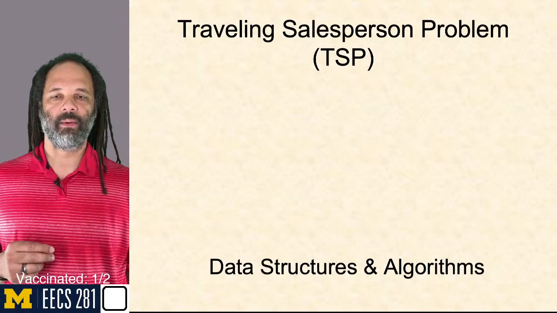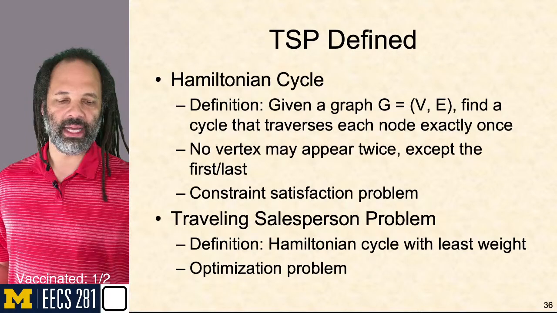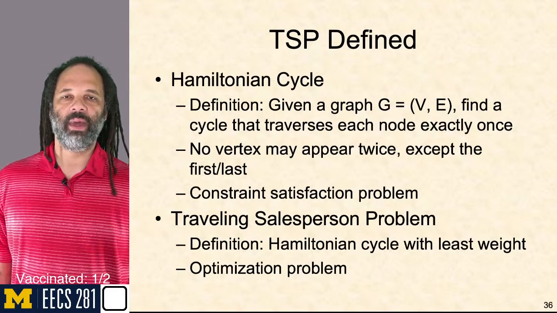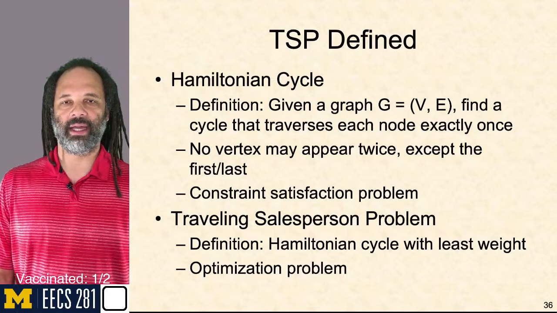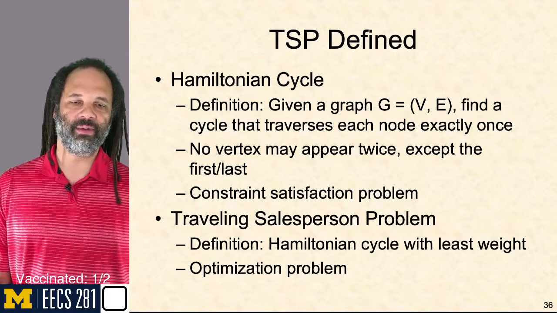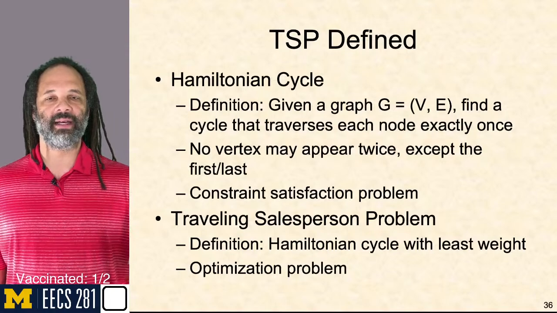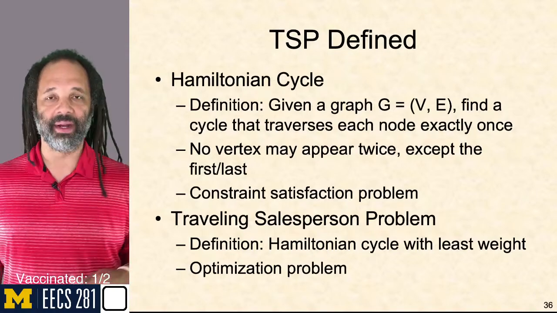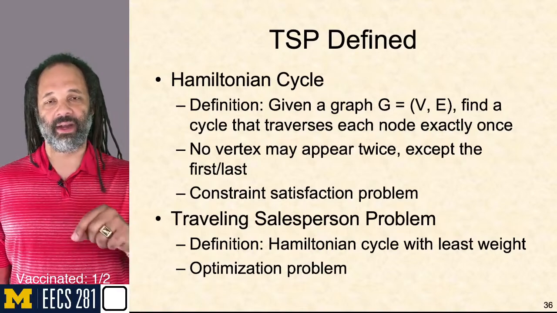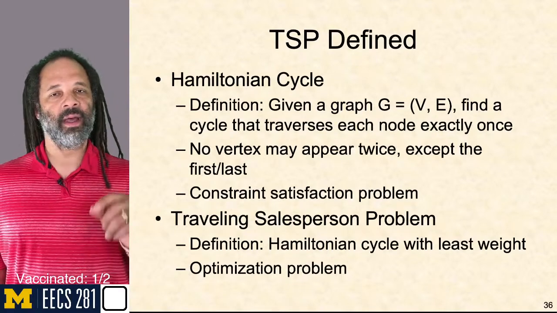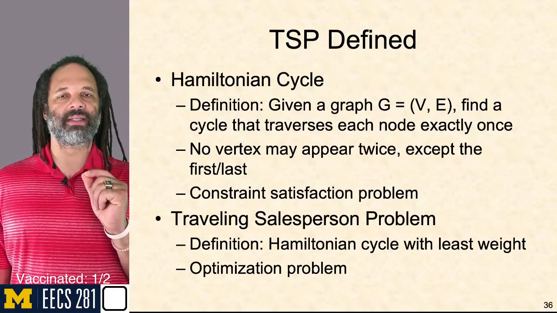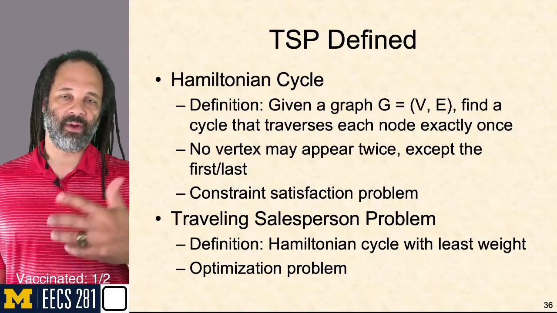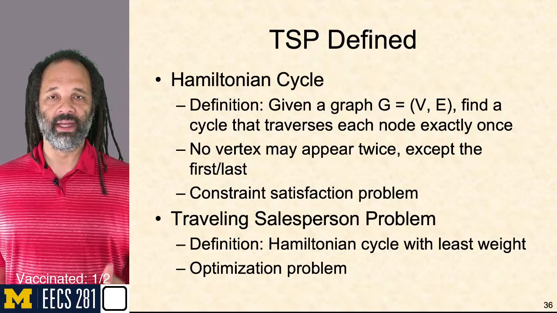So here's TSP. Start with our first definition. We have what's known as a Hamiltonian cycle. If I've got some graph G with V and E, what I want to do is find a cycle, which means start here, go places, end up here. I want to find a cycle that starts here, goes through all the places, but never goes through any place more than once. This is from people who used to earn a living selling things.